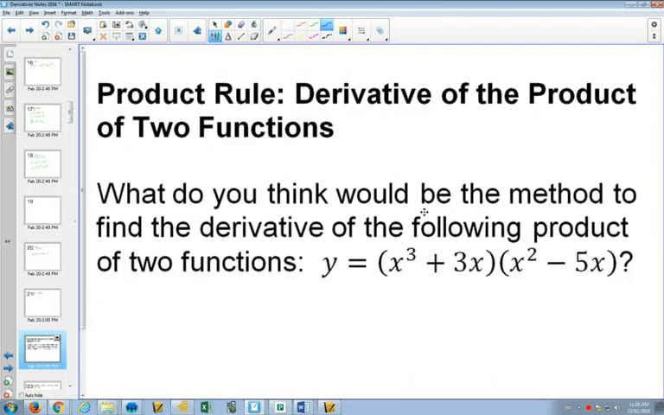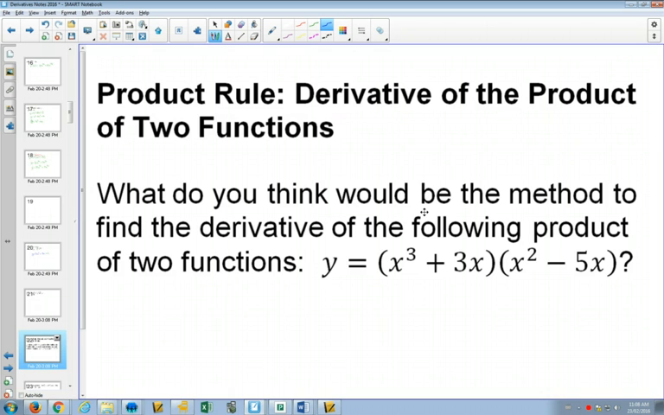So we've done the sum and difference rule, which was adding and subtracting. And the nice thing about the sum and difference rule is we could just take the derivative of each function separately and then just add them together in the end. So it was really no more difficult than anything we'd done so far. Now we're going to get into the product rule.